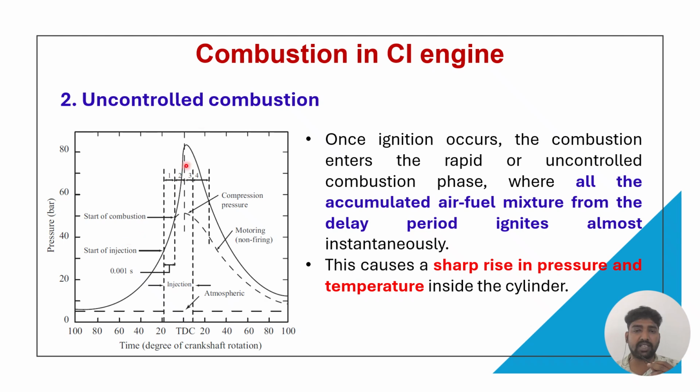Pre-mixed combustion is identified by a very steep pressure rise. The cylinder pressure rises typically around TDC or just after TDC. A high rate of heat release is obtained in this stage, governed primarily by chemical kinetics. The pre-mixed combustion typically lasts around 5 to 15 degrees of crank angle, which is approximately 0.5 to 1.5 milliseconds. This time will vary depending upon the engine speed.